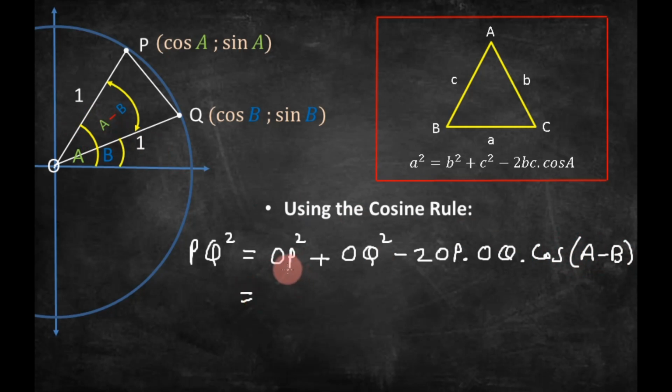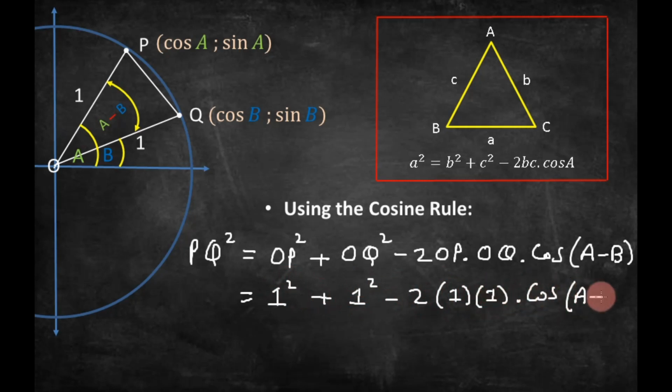We can fill in the values of OP and OQ, and of course they are 1 each. So it's going to be 1 squared plus 1 squared minus twice 1 times 1 times the cos of A minus B. And we can simplify this to 2 minus twice the cos of A minus B. So we now have a second equation for PQ squared.